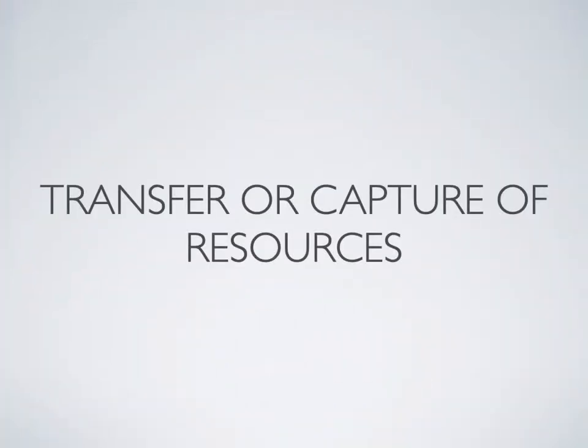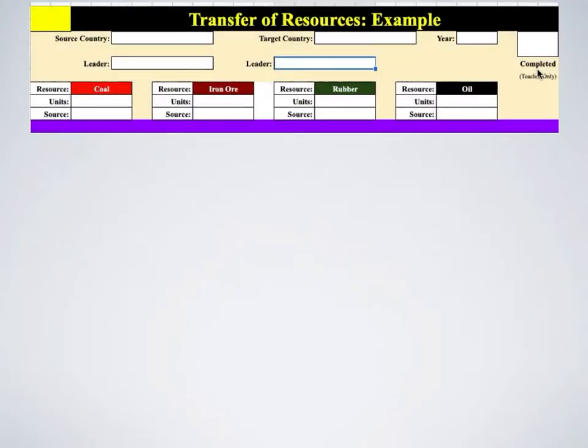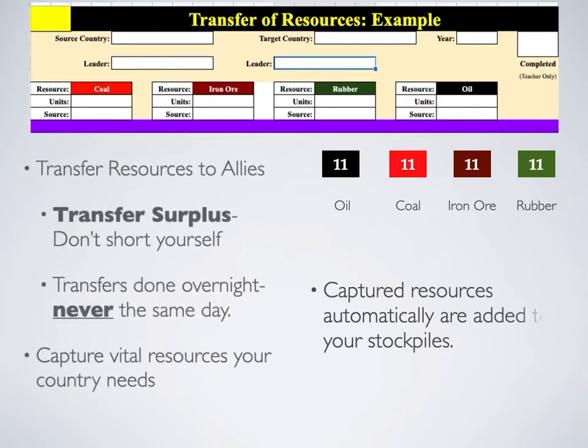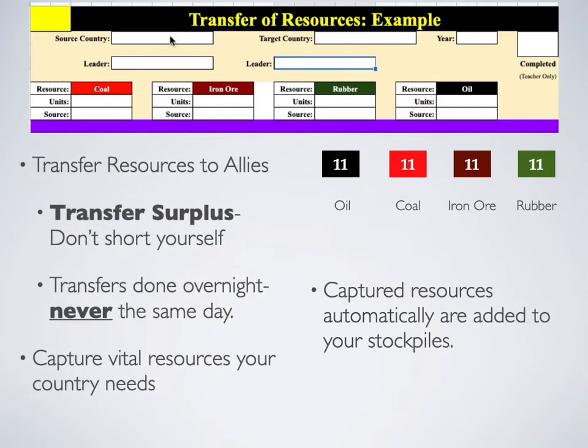The transfer or capture of natural resources. All right, we're going to be showing you how to do a transfer of resources in the online version. So we'll start with, we have to put in the source country. So in this case, it's going to be the Soviet Union. The target country is going to be Germany. So we're going to put Germany in there. The year is 1939.